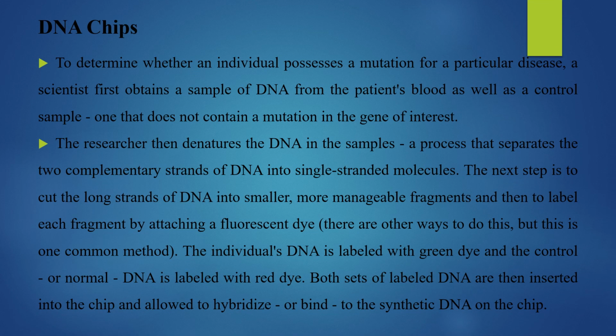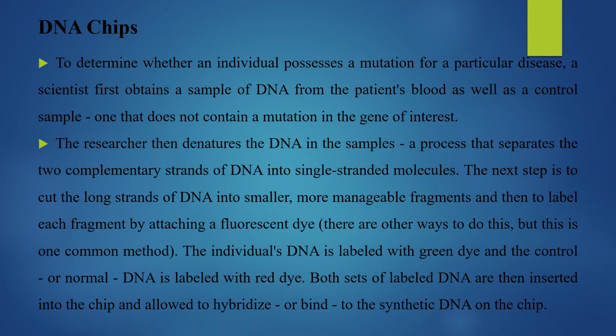So to determine whether an individual possesses a mutation for a particular disease, the scientist first obtains a sample of DNA from the patient's blood, as well as a control sample, one that does not contain a mutation in the gene of interest. The researcher then denatures the DNA in the samples. That's a process that separates the two complementary strands of DNA into single-stranded molecules. Then the next step is to cut the long strands of DNA into smaller, more manageable fragments, and then to label each fragment by attaching a fluorescent dye.